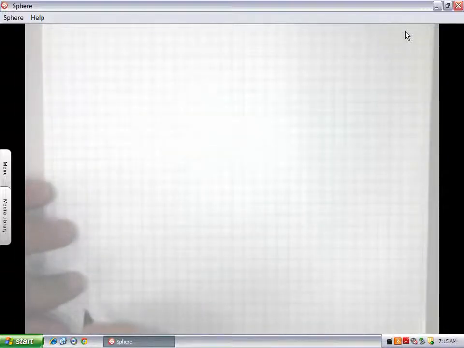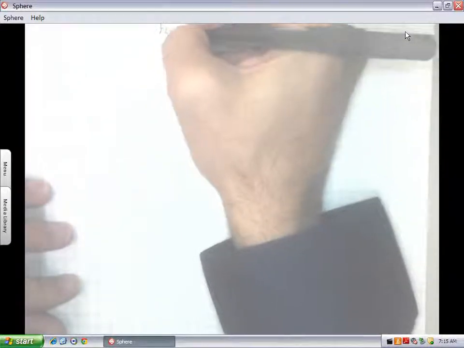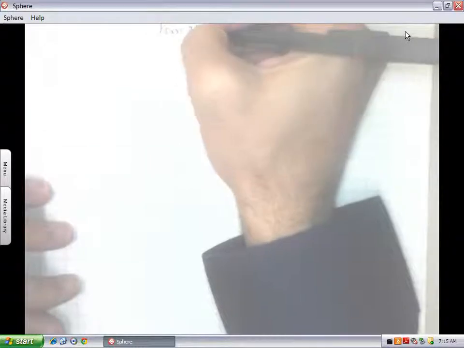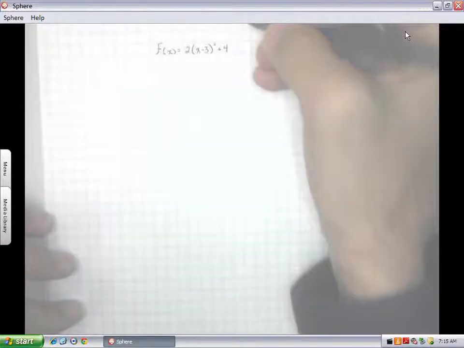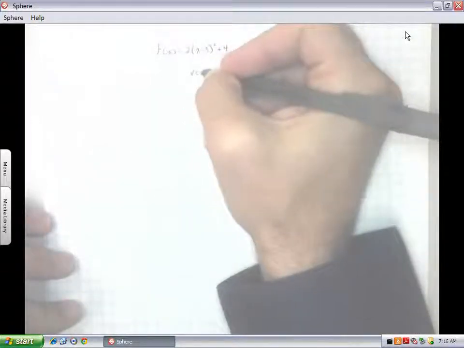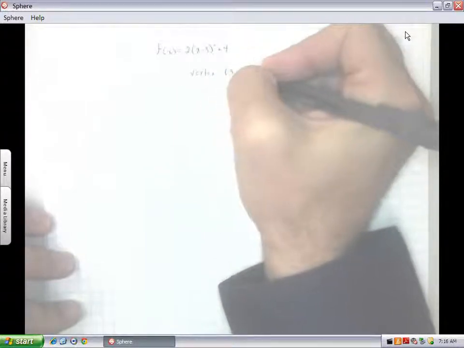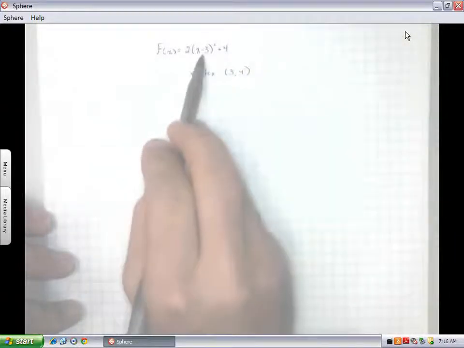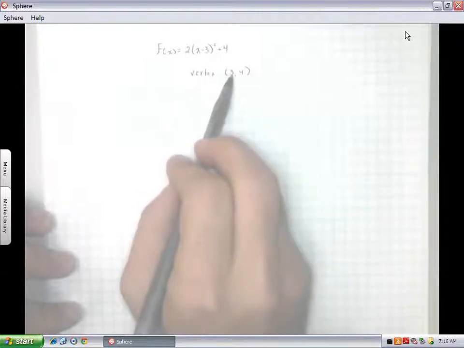So now we've taken a look at a shortcut in how to graph quadratics. For example, let's say I have the quadratic function f of x equals 2 times x minus 3 squared plus 4. Well, I should look at that equation and determine right away that I know the vertex. I know the vertex of that equation because it's in vertex form. So looking very carefully, it's the number inside parentheses, number outside parentheses. Remember that you take the opposite sign of the number inside parentheses.